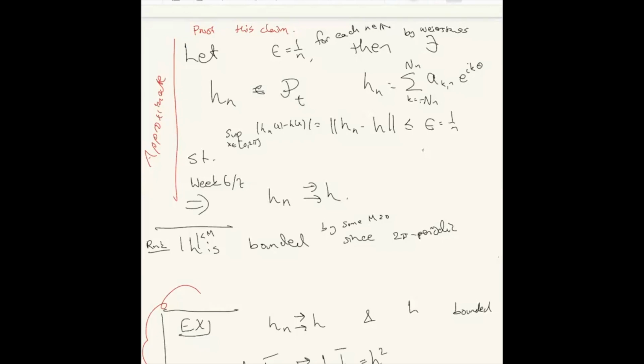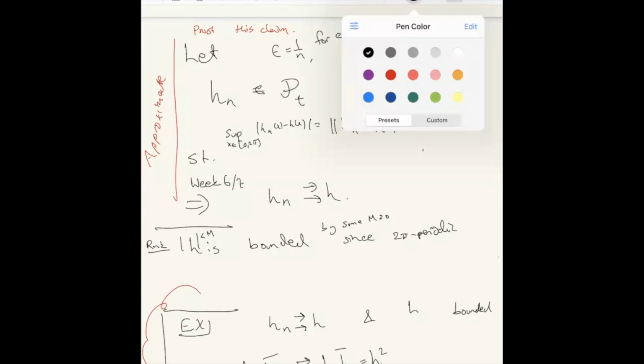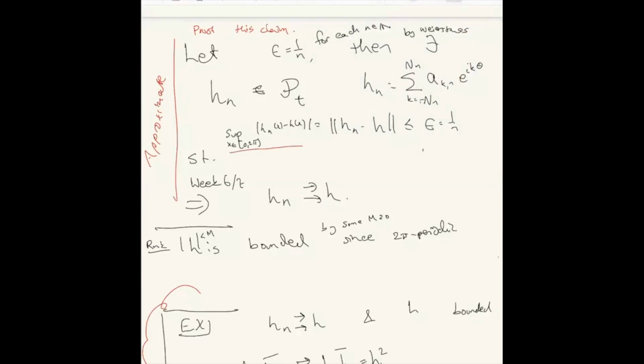Well, maybe I'll just clarify this. I'll write this a little bit differently, that will maybe make it clearer. Since we didn't use this notation so much, what the sup being less than epsilon means is that for every x, |h_n(x) minus h(x)| is less than or equal to epsilon, which by our choice is 1 over n. But this means that h_n of x is converging uniformly to h.